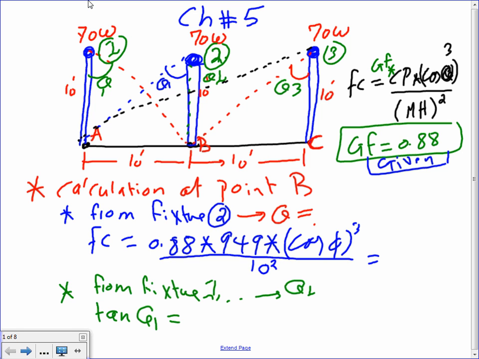Cube the cosine divided by the mounting height squared. Any question about the formula? Now, what the heck is a guard factor? I call it guard factor, given as 0.88.